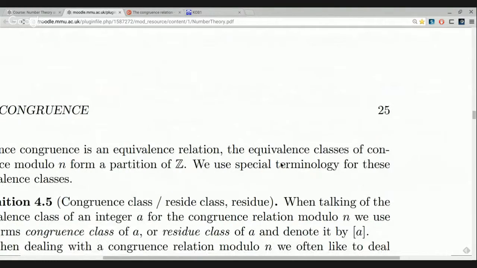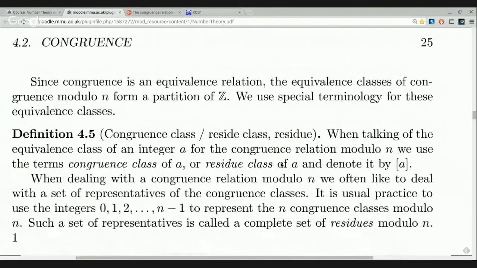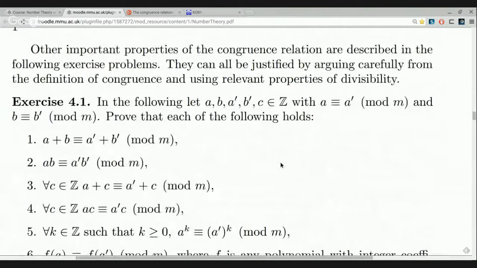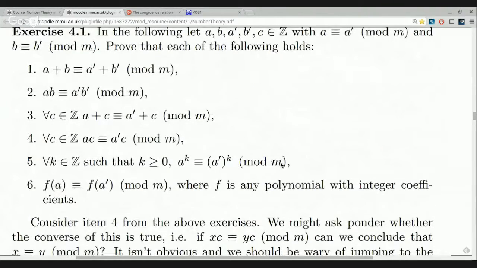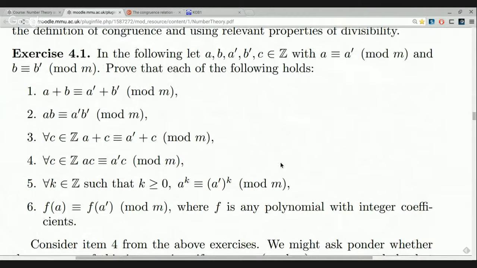Okay, so we're going to go on and investigate these things, and the next few chapters look at the Euler totient function, which is strongly related to these modular arithmetic systems. We're also going to look at how polynomials behave on these congruences, on these congruence classes. But for now, let's have a look at exercises 4.1. We'll start to do some paperwork here.